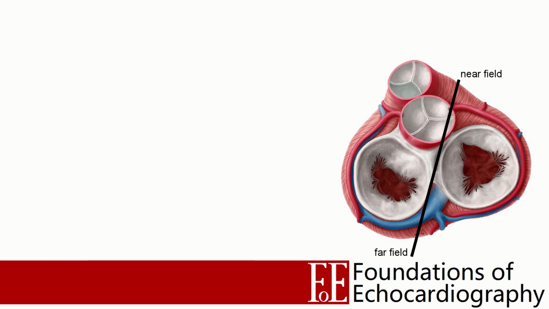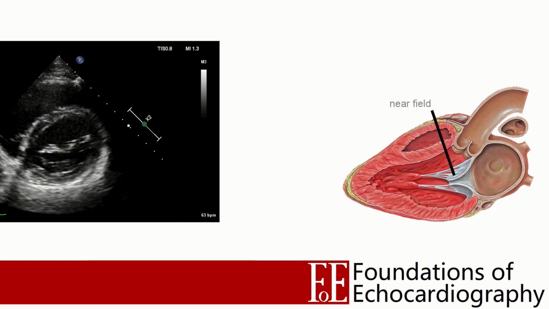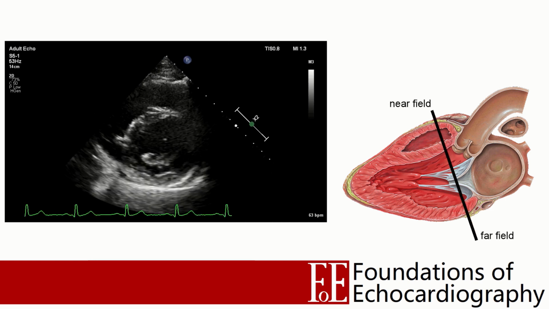Whilst it's important to pan through the valve in 2D imaging, it's particularly important when you're using colour over the valve, and you're assessing for regurgitant jets which may well be eccentric and away from the centre. We next encounter the mitral valve in the parasternal short axis at the basal level.